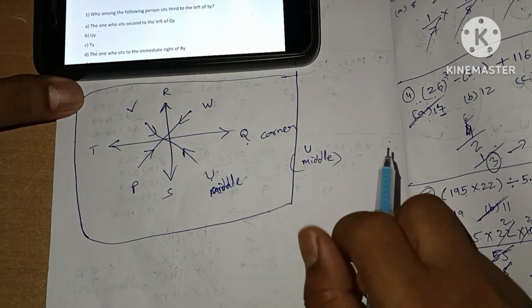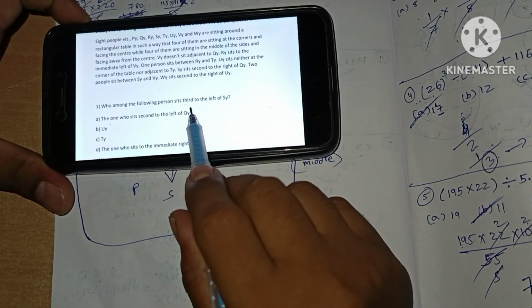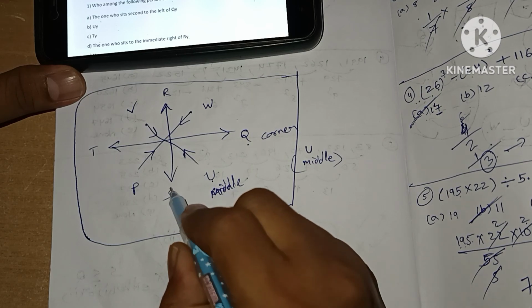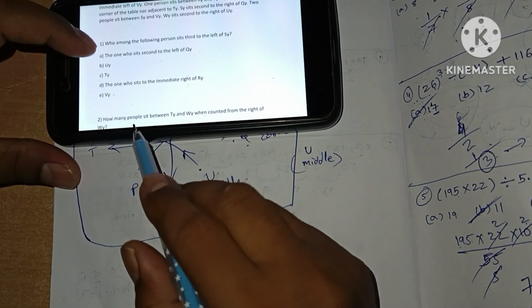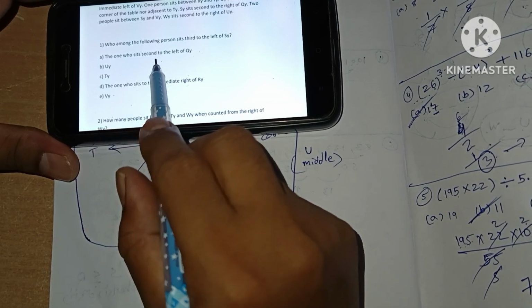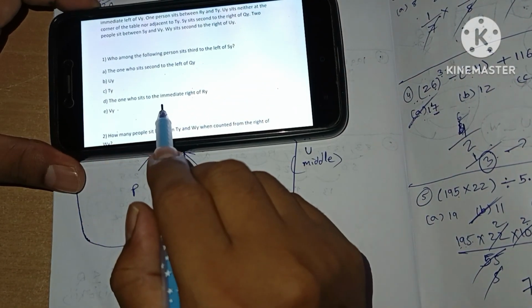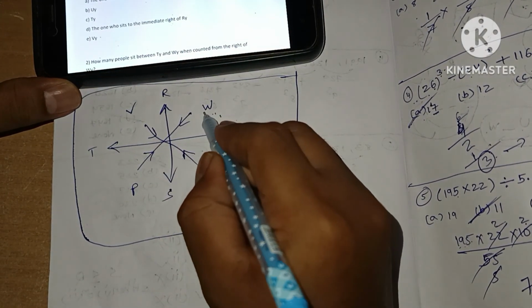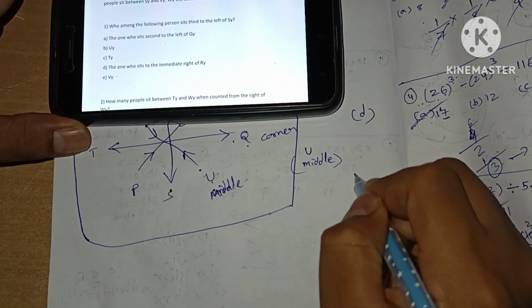This is the sequence. Let's see the questions. Who among the following persons sits third to the left of S? Third to the left of S: 1, 2, 3, W. So the answer will be the one who sits second to the left of Q. Second to the left, no. The one who sits to the immediate right of R. Immediate right of R, S. So the answer will be option D. First one answer is option D.